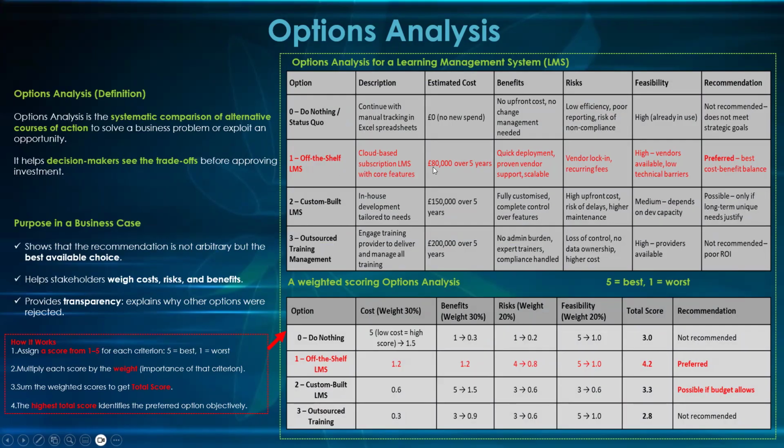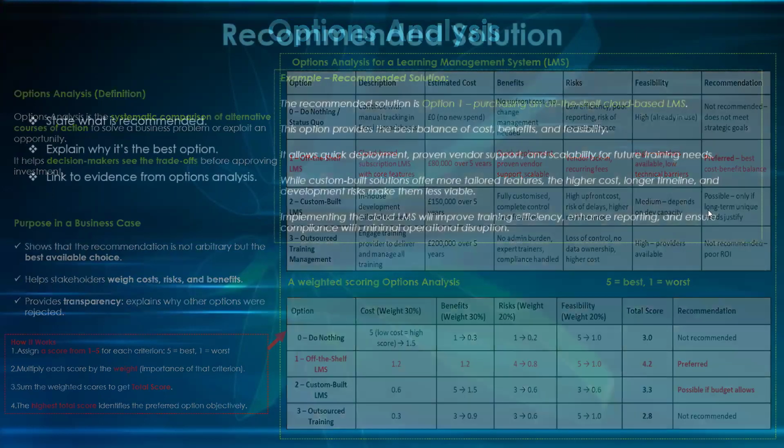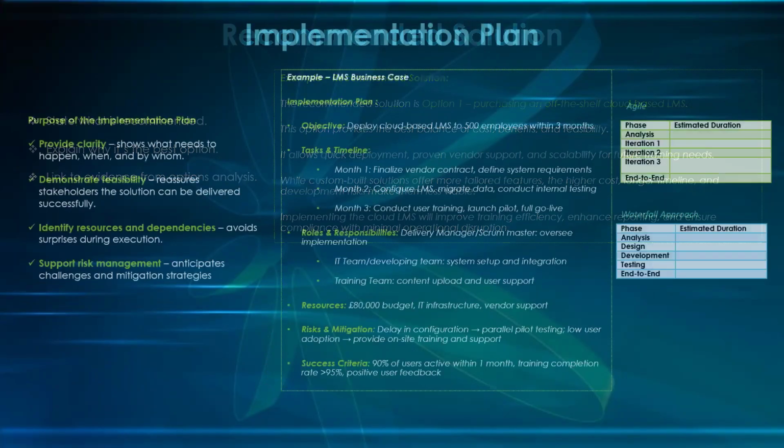So while you are saying this is the best option, you are also saying this is the reason you are not picking the next in line. Does it make sense? So now, implementing the cloud LMS will provide training efficiency, enhance reporting, and enhance compliance with minimal operational disruption. That's just a recommendation. And the next is the implementation plan.